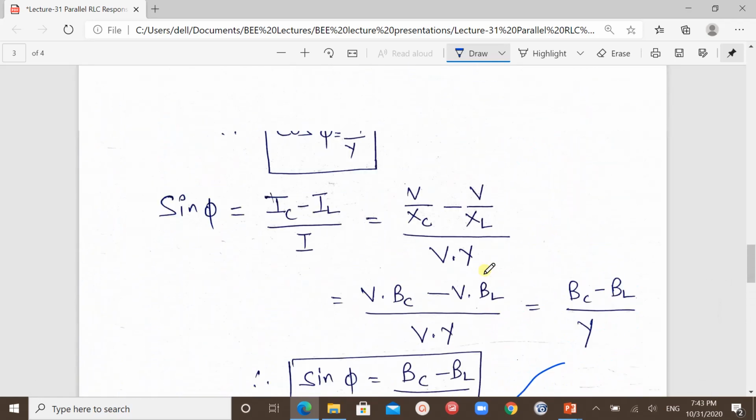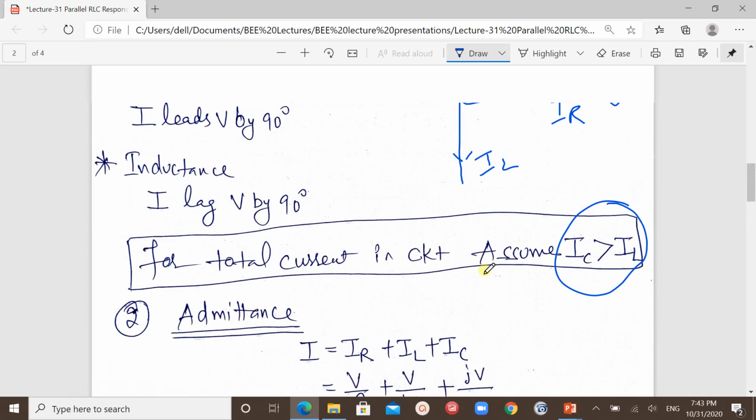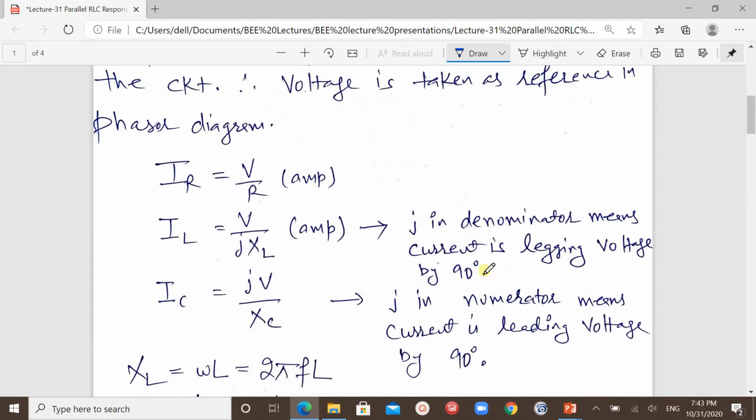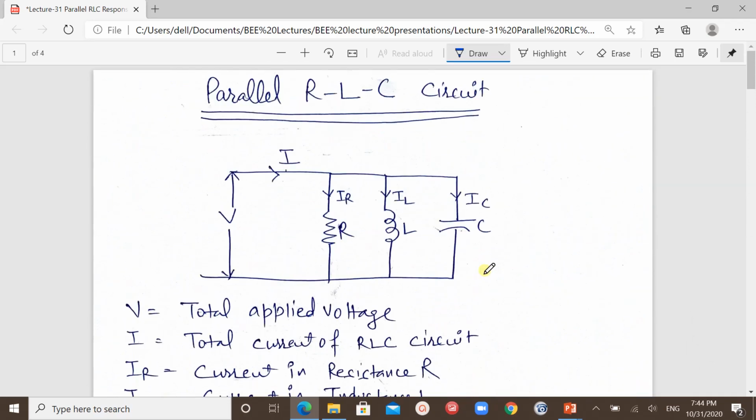So this is about the parallel RLC response of AC circuit, parallel RLC circuit. So this is all about your lecture.